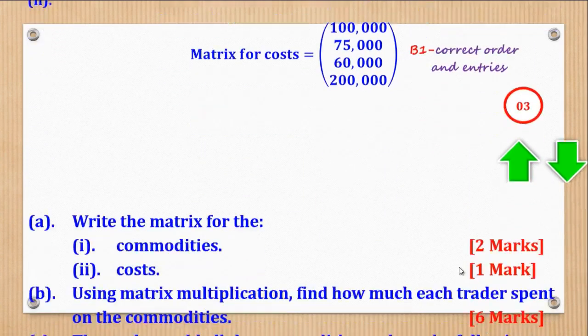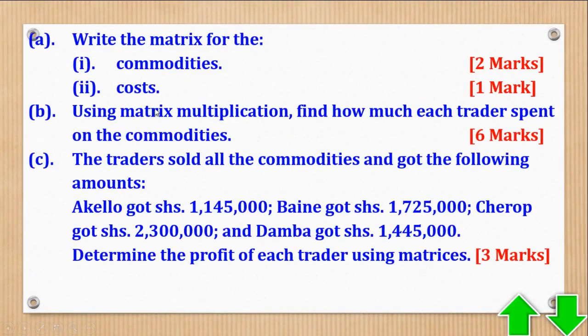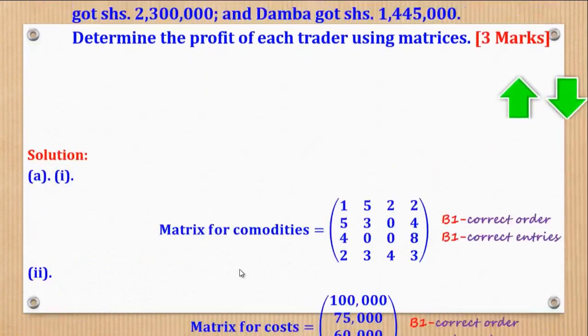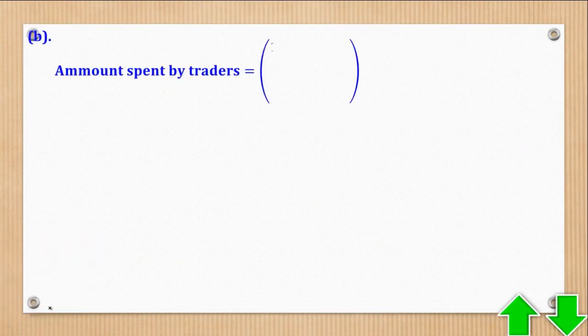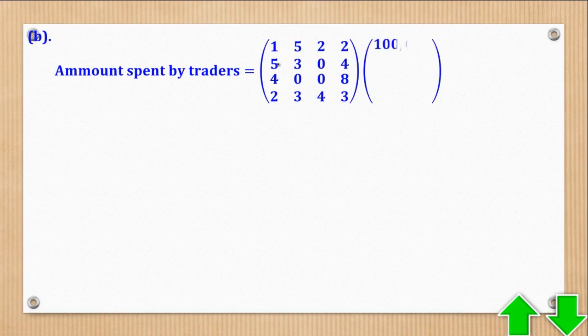Then part B, using matrix multiplication, find how much each trader spent on the commodities. So amount spent, we are going to multiply. Remember, I multiply row by column. So these are row, we have 4 entries. Column should also be 4 entries.